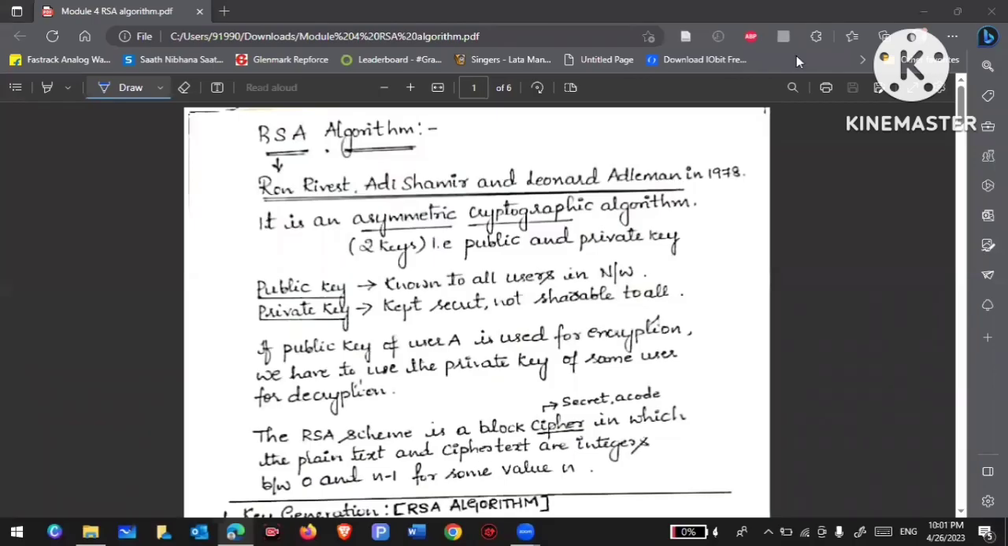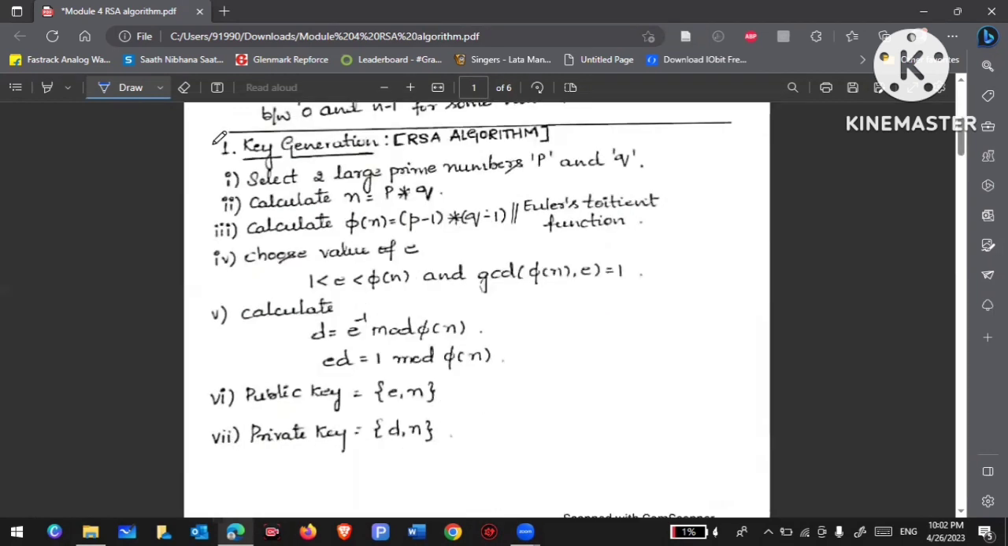So let us start the final topic, that is the RSA algorithm. The RSA algorithm is named after three cryptographers who developed this algorithm in 1978. The first cryptographer was Ron Rivest, and the R comes from this. Adi Shamir, the S comes from this, and Leonard Adleman, the A comes from this. So the RSA algorithm has the following steps.